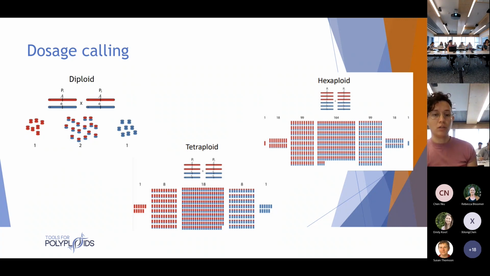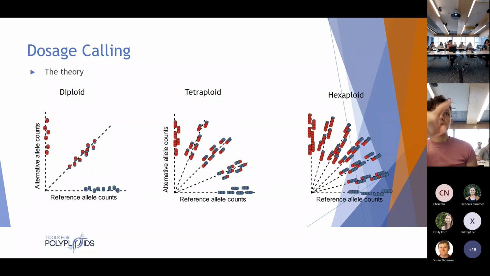You have different doses. So not only the homozygous classes, but you can have dosage of 1, dosage of 2, and dosage of 3. The higher your ploidy, the more heterozygous classes you have. And you need a way to differentiate these different heterozygous classes. What we do is this type of plot. We have the reference allele counts on the X-axis and the alternative allele counts on the Y-axis, and you can measure the proportion.